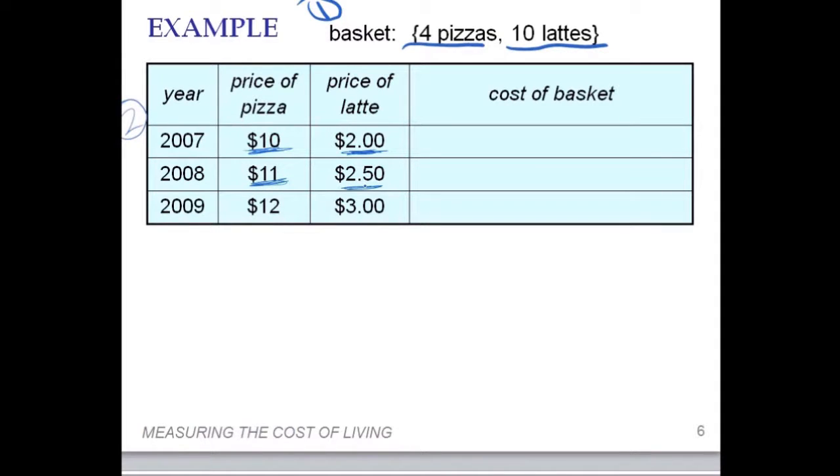In 2009, the price of pizza was $12 and the latte was $3. It is clear that the price for the second step is already given in the exercise and will be given in every exercise you will take. Third step will be to calculate the cost of the basket.